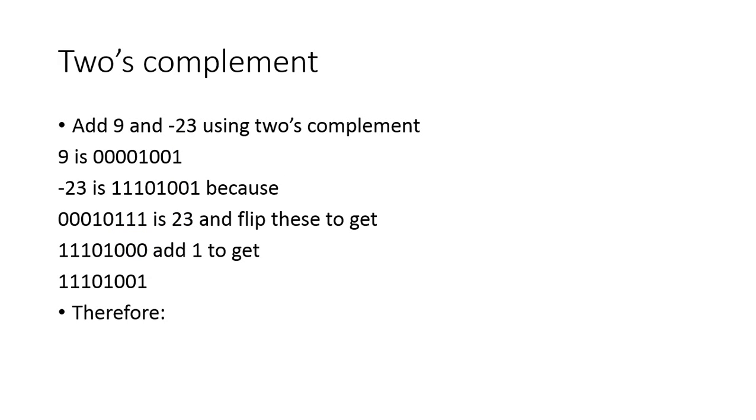For 2's complement, we want to remember that we need to take the negative numbers, flip the bits, and add 1. So if we're going to add 9 with 8 bits, that is 0, 0, 0, 0, 1, 0, 0, 1. Negative 23 is actually 3 ones and then 0, 1, 0, 0, 1, because the actual number 23 is 1, 0, 1, 1, 1, but we flip these and we get 1, 1, 1, 0, 1, 0, 0, 0, and we add 1, and then we get this.